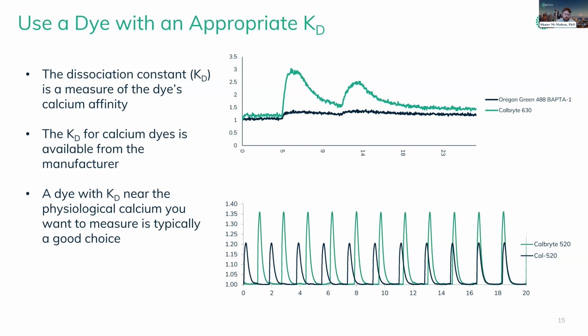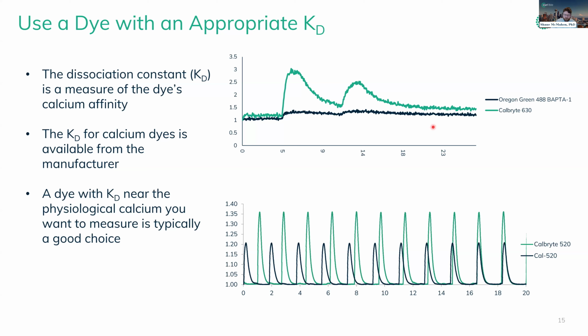So the dissociation constant, or KD, is a measure of the dye's affinity. Importantly, the KD is available from the manufacturer of the dye, so you don't have to worry too much about the exact biophysics of what it means. You can just look up the parameter. And typically a dye with a KD near the physiological calcium range that you want to measure is a good choice.